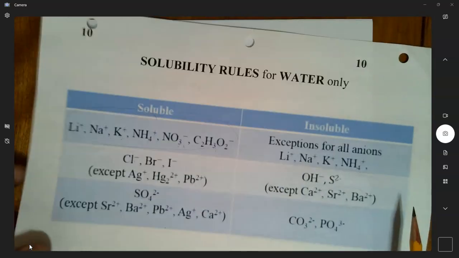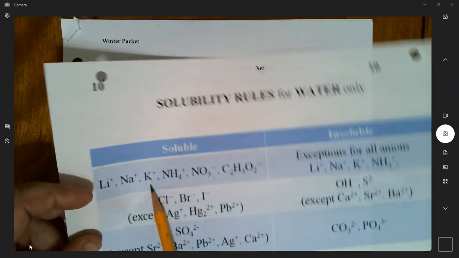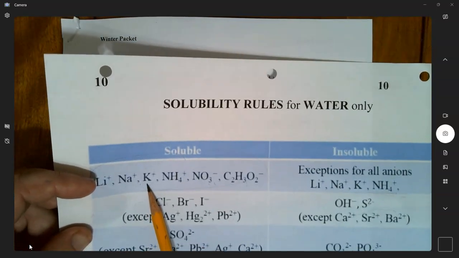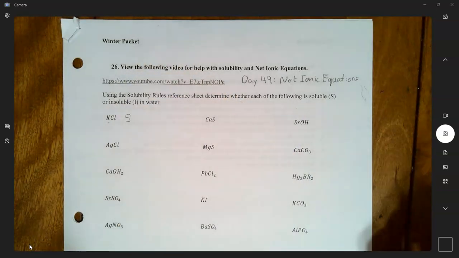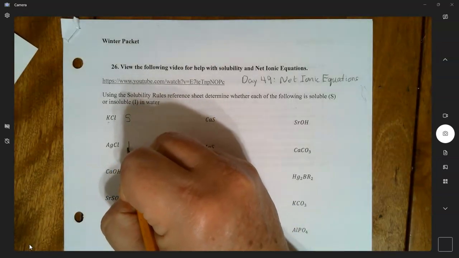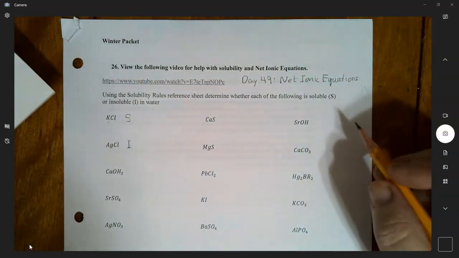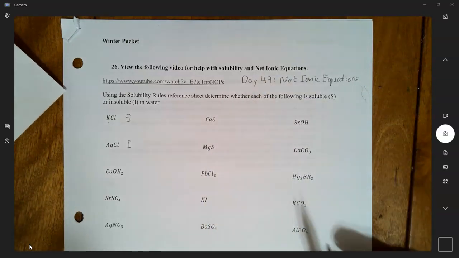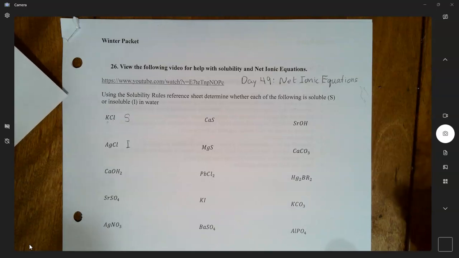Okay, all right, so let's get going on some of these. So KCl, K is here, it's soluble with everything, so KCl is soluble, and I'm just asking you to write an S or an I. AgCl, so we come here, there's Cl, it's soluble with everything except 3 exceptions, and Ag is one of those exceptions, so it's insoluble. Okay, and all of these in these first 2 columns are on that video. So go ahead and watch that video. All I want you to do is say whether they're soluble or insoluble.